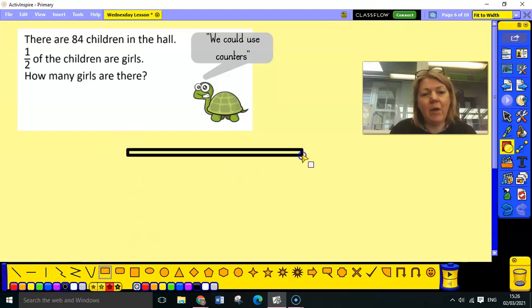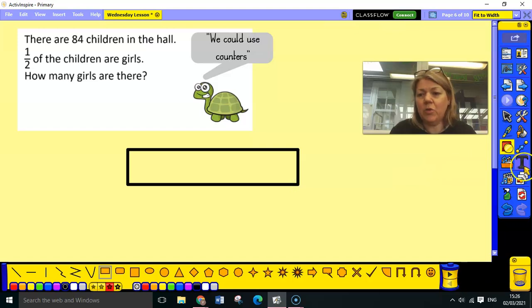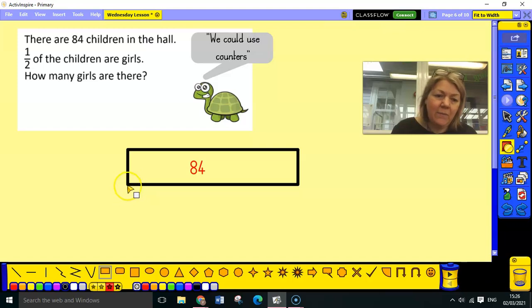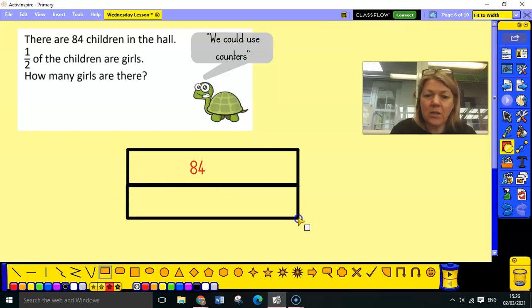So I am going to draw another bar model. And I know that my whole is 84. I can see that from the question quite clearly. Okay, and then I'm going to put underneath it another bar model, another part to my bar. And this time I'm going to use my fraction, and I'm looking at my denominator to tell me how many parts I've got. And I can see I've got 2 equal parts. So I'm going to divide this bar into 2.